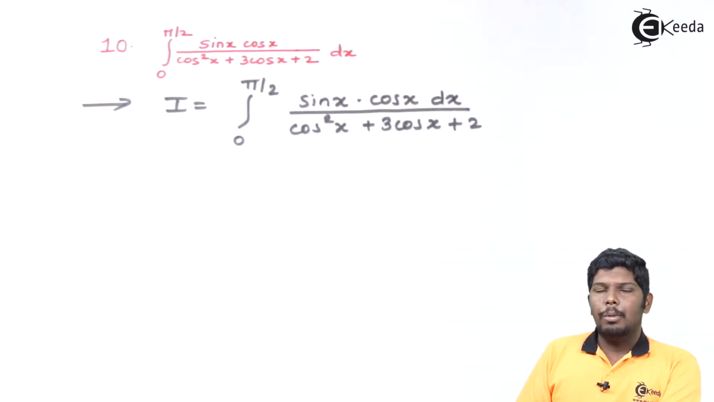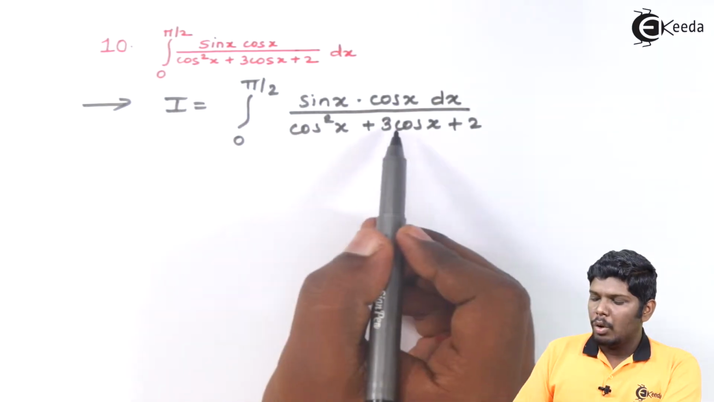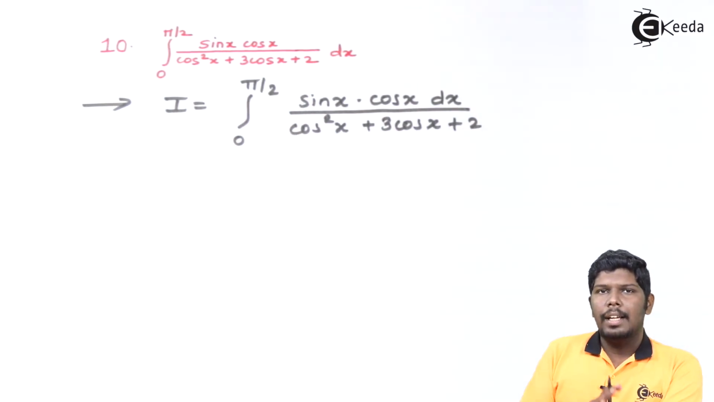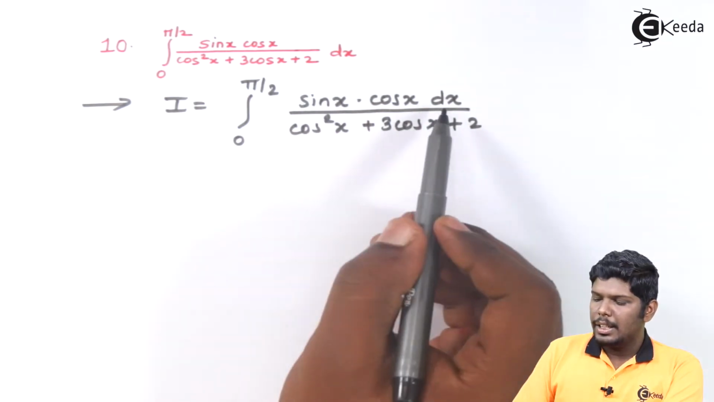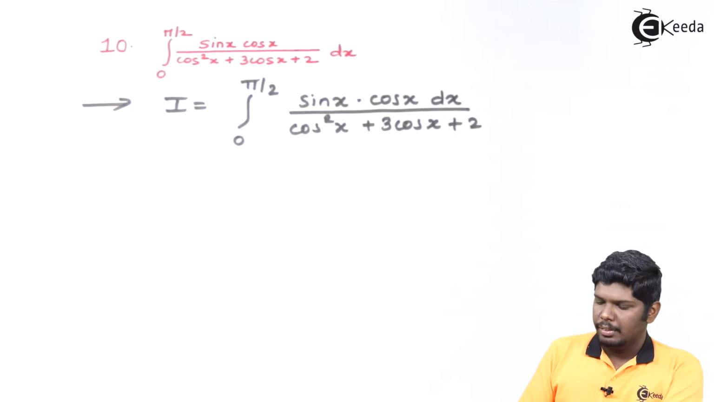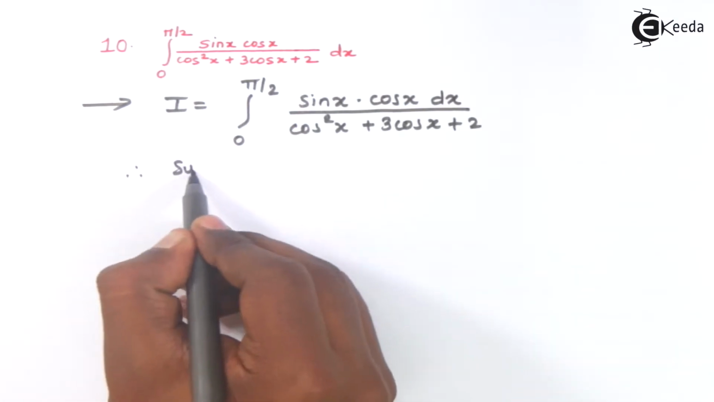Here friends, in the denominator you can see we have a quadratic expression in terms of cos x. Therefore we need to substitute cos x first as t, but make sure that its derivative is present in numerator or not. As you can see, the derivative of cos x will give you minus sin x. That minus sign can be adjusted, but sin x is important, and that sin x is already present in the numerator.